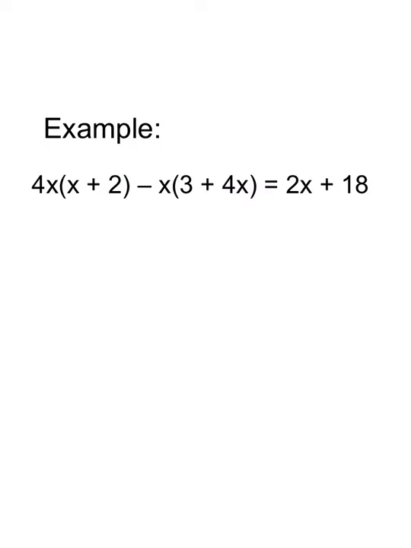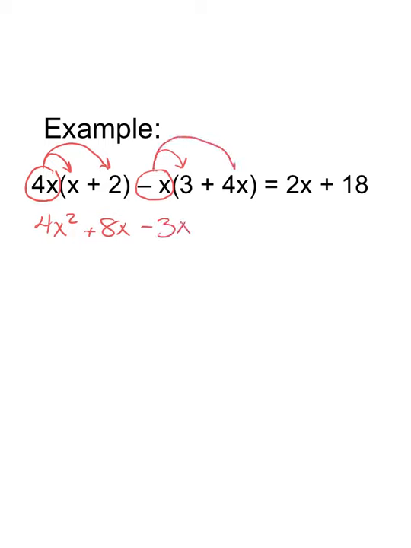For the next example, again, the first thing I want to do is get rid of my parentheses. So I'm going to look at the term in front of the parentheses, and I'm going to distribute it. So 4x times x is 4x squared. Remember, we add exponents. 4x times 2 is 8x. If I look at my second set of parentheses, here I have a -x in front. So -x times 3 is -3x. -x times +4x is -4x squared. And then on the right side, I have 2x plus 18.